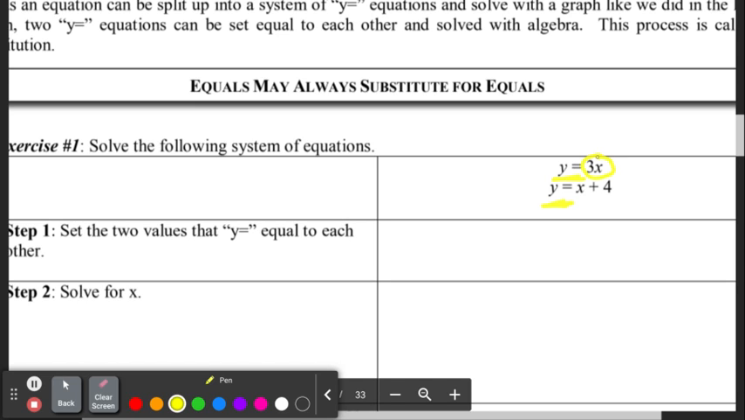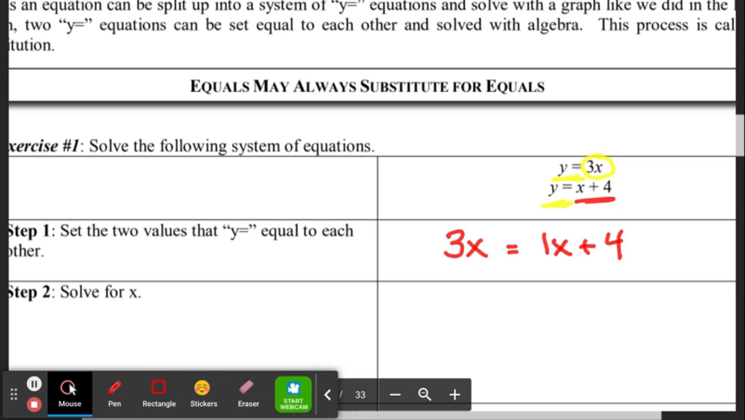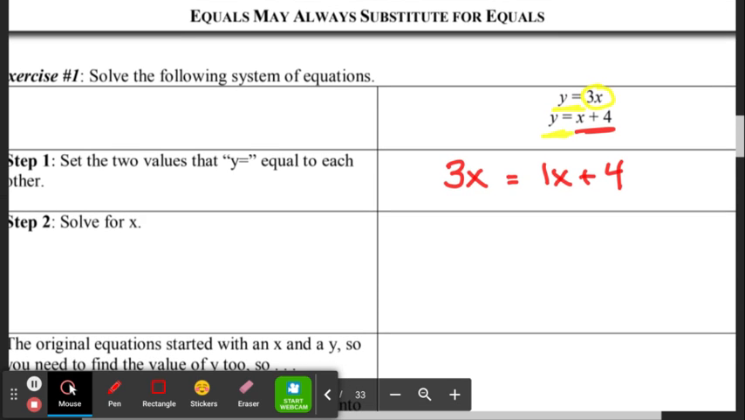So basically I'm going to take this 3x and set it equal to this guy, equals 1x plus 4. And you could switch it around. You could put the 1x plus 4 and then that equals 3x. That doesn't matter. Step 2, we have to solve for x.